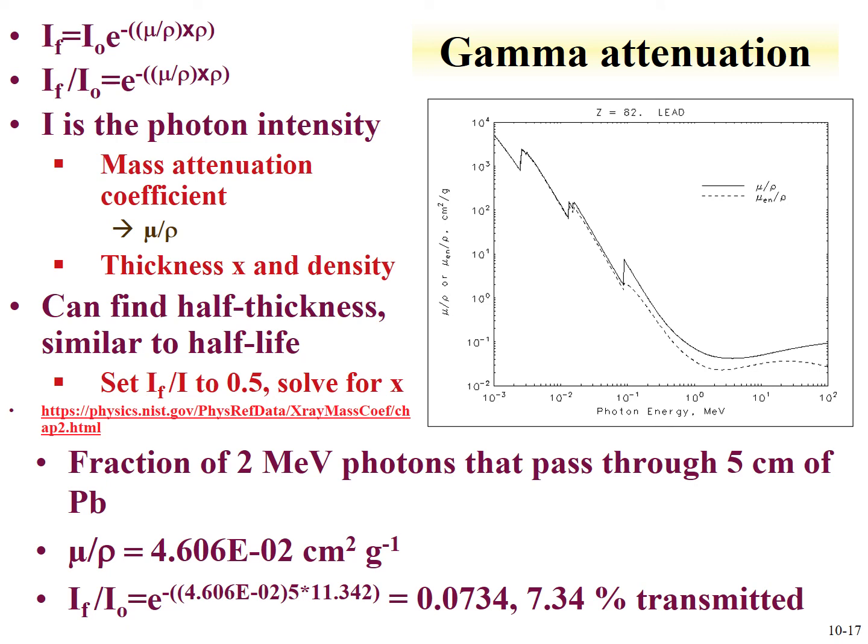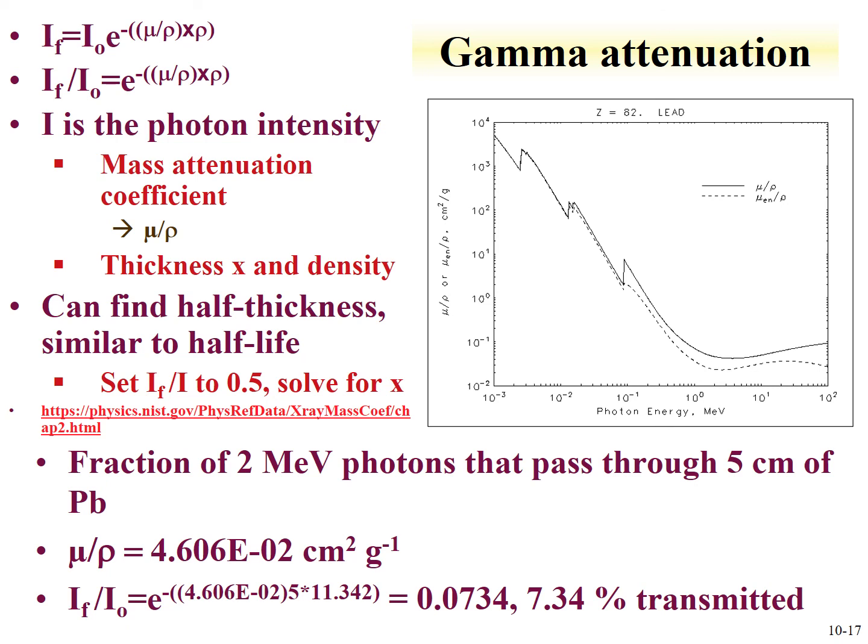One can also discuss gamma attenuation. As we said earlier, you can model the interaction of photons with matter as one does with UV-visible spectroscopy, using Beer's law. We have an equation that says the final intensity of the photons is equal to the initial intensity times e to the minus the mass attenuation coefficient times the thickness of the material times its density. This equation is very similar to the decay equations we discussed. So if one has the mass attenuation coefficient, material thickness, and density, one can calculate the attenuation of photons through that material. Similar to decays, one can also calculate a half thickness, similar to half-life.